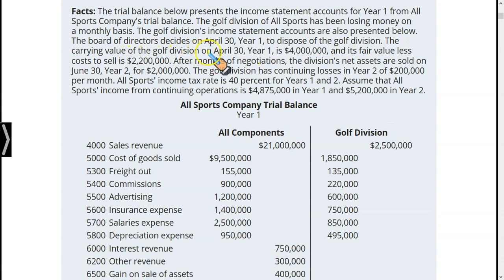The carrying value of the golf division on April 30th year 1 is $4 million, and its fair value less cost to sell is $2.2 million. Clearly there is apparently a loss of $1.8 million. After a month of negotiations, the division's net assets are sold on June 30th year 2, next year, for $2 million. The golf division has continuing losses in year 2 of $200,000 per month. All Sports' income tax rate is 40% for year 1 and 2. Assume that All Sports' income from continuing operations is 4.875 in year 1 and 5.2 in year 2.